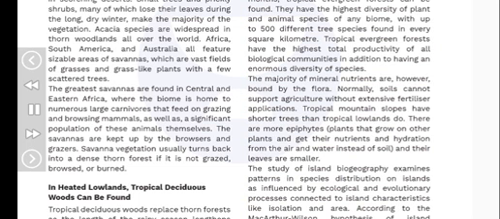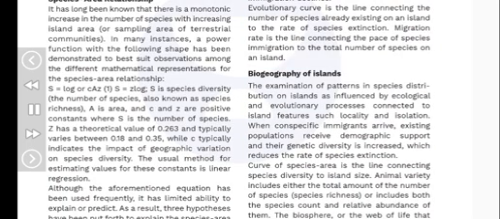The immigration rate decreases with isolation, the distance effect, and the area effect. A balance between species diversity and immigration and extinction rates is reached. Species turnover occurs when a species on an island goes extinct and is replaced by the arrival of new species.